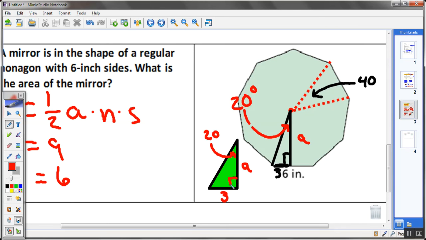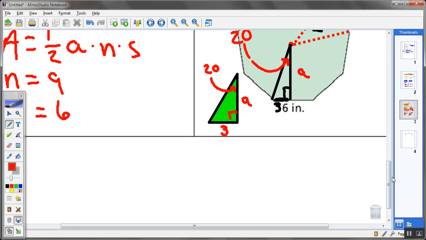To find this apothem A right here, we're going to say the tangent of 20 degrees is equal to my opposite leg length of what? 3 over A, my adjacent leg. Oh my gosh, here we go. How many places do we carry out those trig functions when we're turning them into decimal equivalencies? Remember? 4. Somebody run tangent 20 degrees for me. .3639.